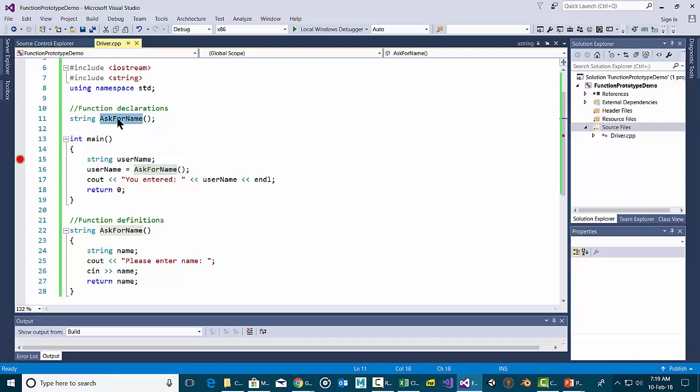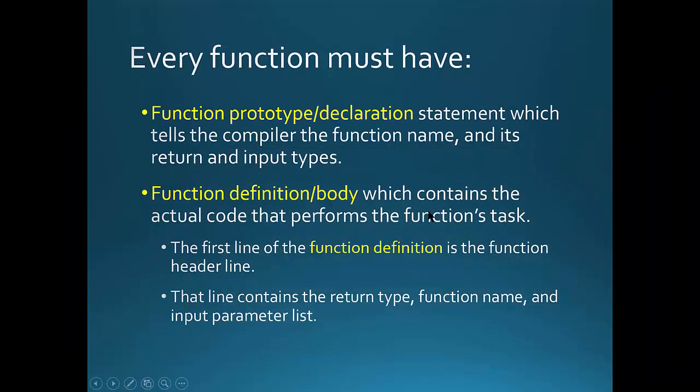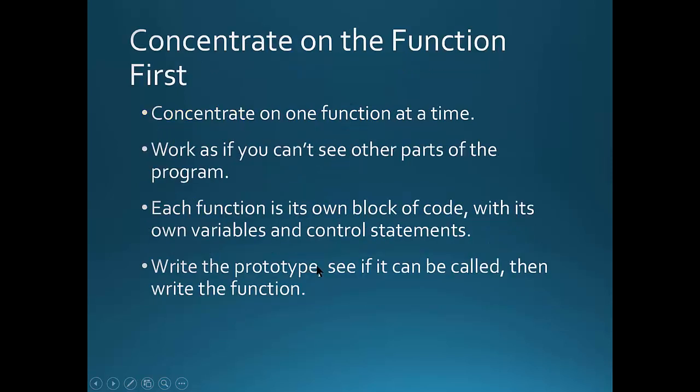And because we've declared the function ahead of time, we can then reference it. And the compiler will say, okay, I know there's going to be a function called ask for name. I know it's going to return a string, so I can do my validation. Yes, this function type is the same as the thing I'm assigning it into. And then it will allow the definition to happen later. So every function must have a function prototype and declaration statement, which tells the compiler what the function name and its return type is before it gets used. And the function definition and body can happen after main.